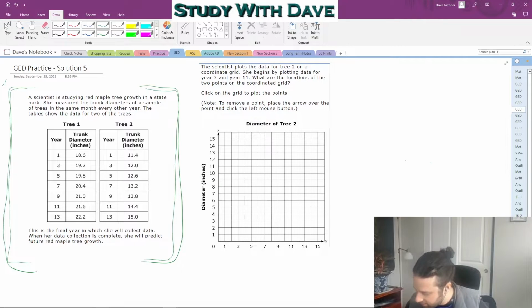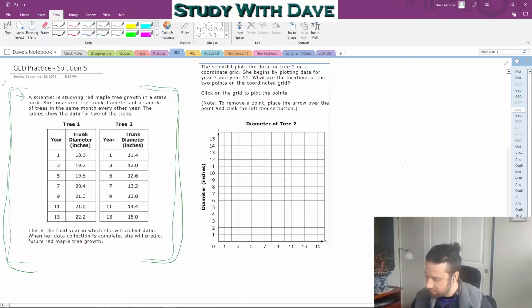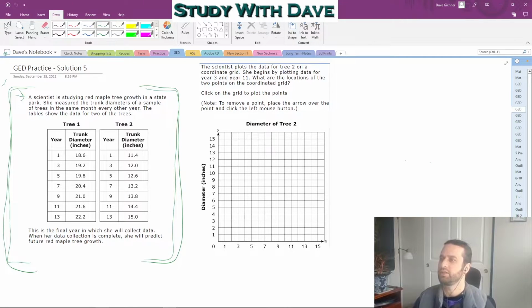A scientist is studying, and I'm right here, a scientist is studying red maple tree growth in a state park. She measured the trunk diameters of a sample of trees in the same month every other year. So, year 1, year 3, year 5, year 7 for 2 trees. 1, 3, 5, 7. You get the idea. So the table shows the data for 2 of the trees. This is the final year in which she will collect data. When her data collection is complete, she will predict future red maple tree growth. Okay, so on the right here is the actual question.